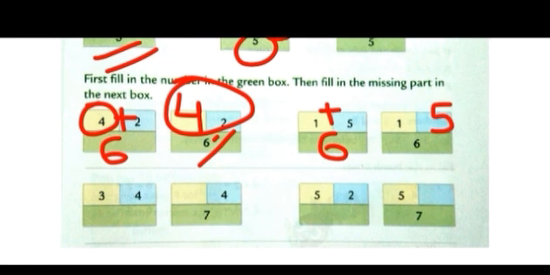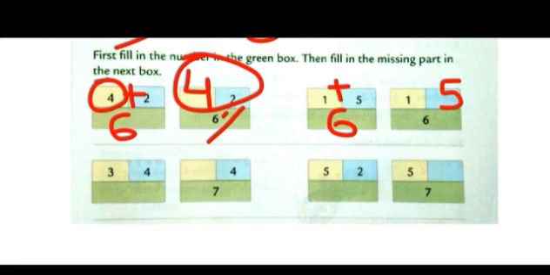Okay, see the next one. 1 and 5. First add them. 1 plus 5 is 6. So we will write 6 in the green box. Now see, 6 is given in the green box. 1 is given in the yellow box. What will come in the blue box? Which number is missing? 5. 6 minus 1 is 5. See the next one. 3 and 4. 3 plus 4 is 7. Now see the next box. 7 is in the green box. 4 is in the blue box. Which number is missing? 7 minus 4 is 3. 3 is missing, so we will write 3 in the yellow box.